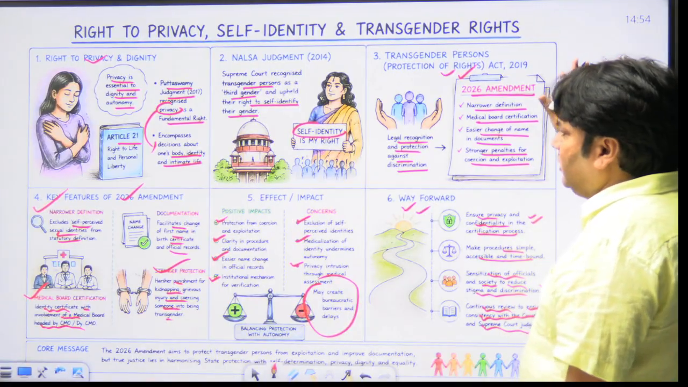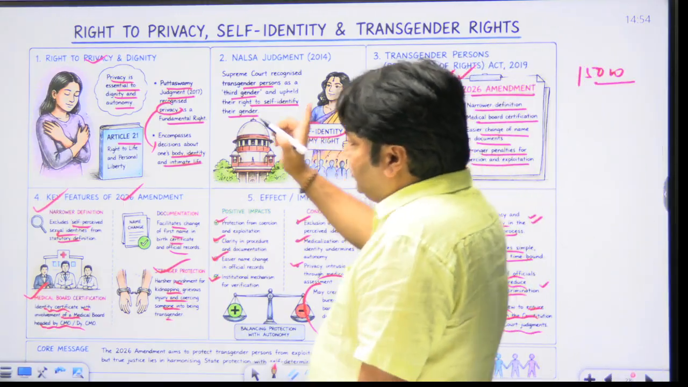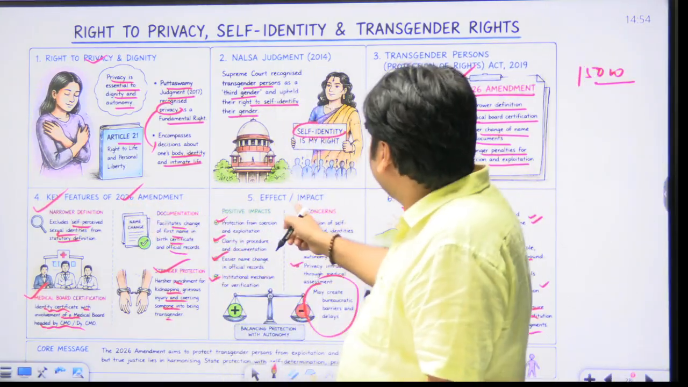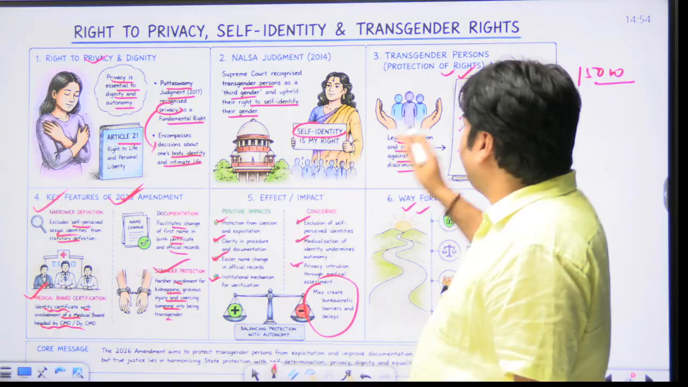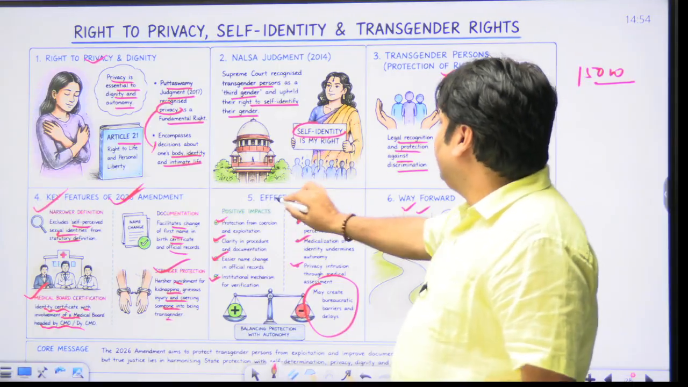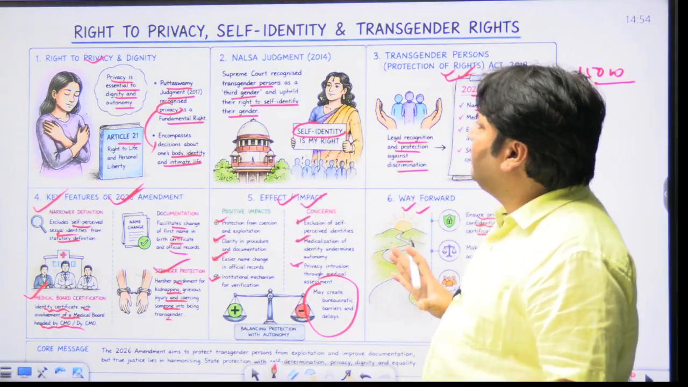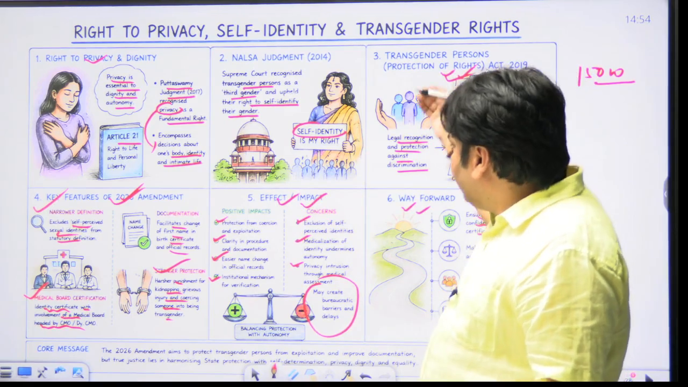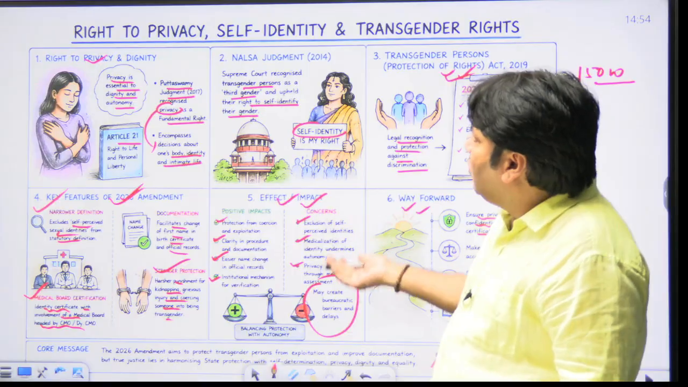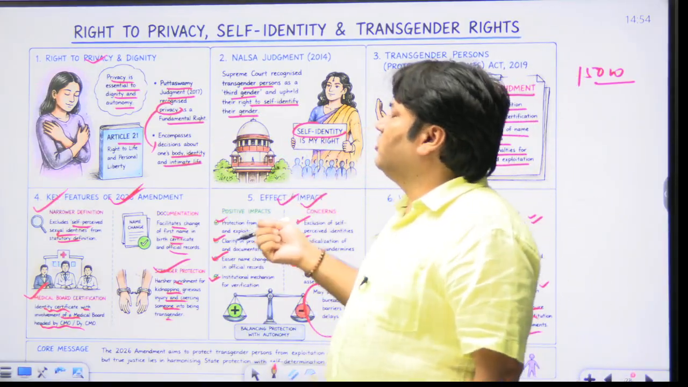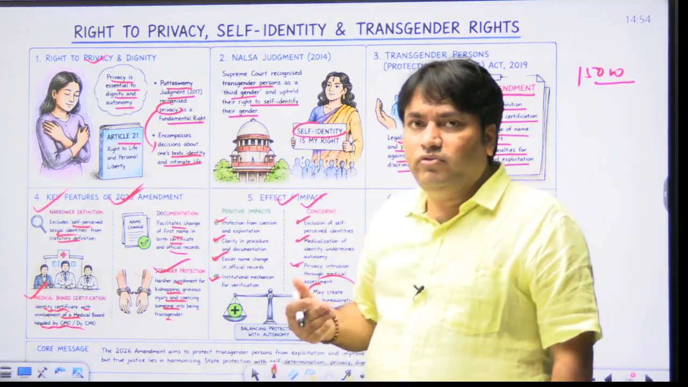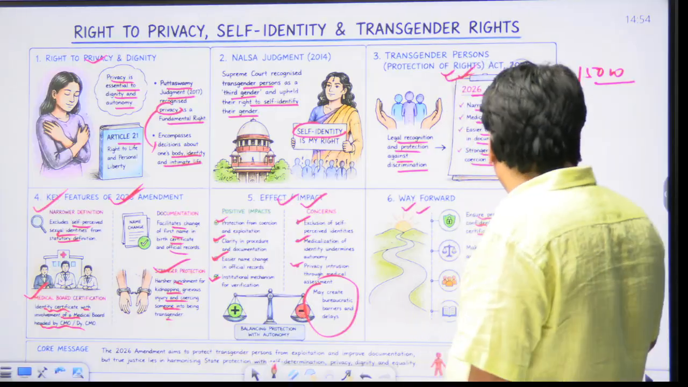According to the question, it talks about what? Changes and the effect or impact of the changes. So this 2026 amendment we have talked about here, and effect and impact of the changes plus way forward we have discussed. But while explaining this concept, in the background we will have to discuss the NALSA judgment, and we have to discuss the Puttaswamy judgment. In the background we need to discuss that. So this is the answer.